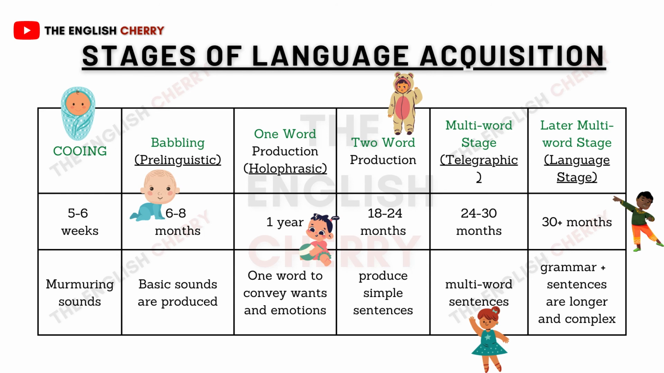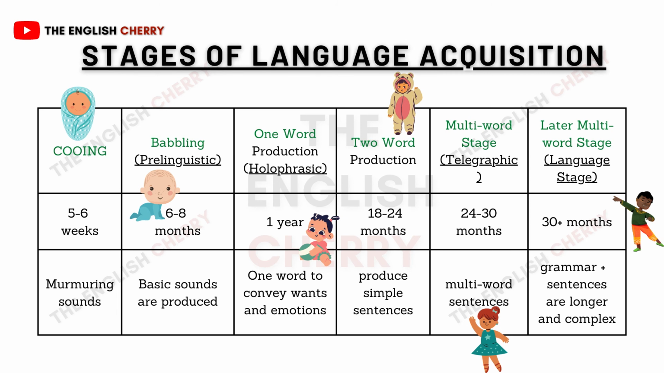Then comes one-word stage, also known as holophrasic stage. It is developed around 1 year, when one word is used to convey wants and emotion. Some examples are eat, mom, go, mine, etc. This is followed by two-word stage, commonly occurring between 18 to 24 months, when child produces simple sentences.